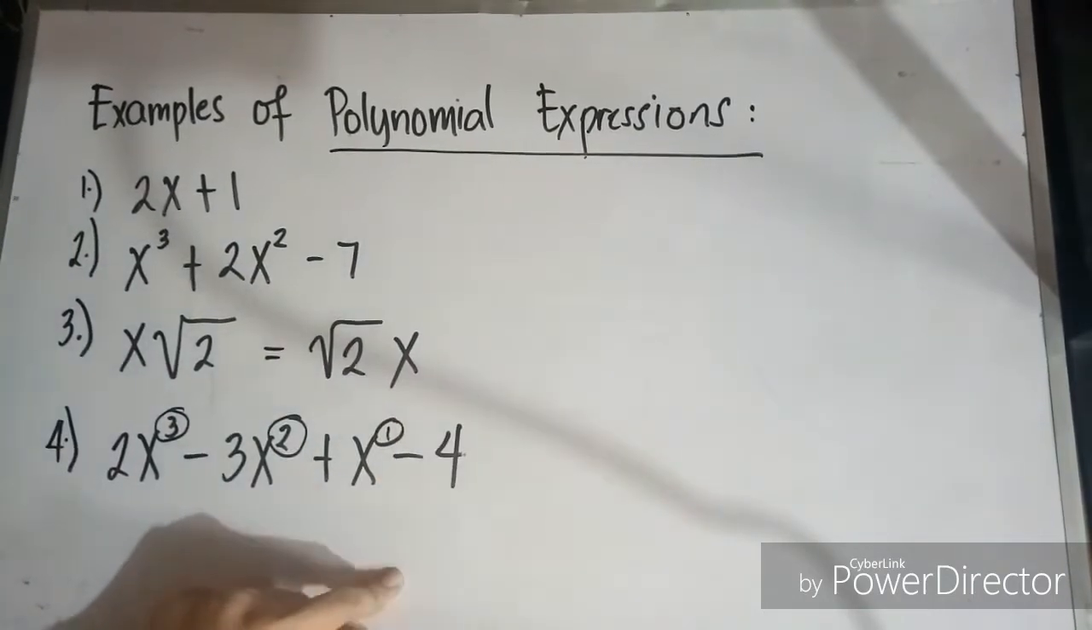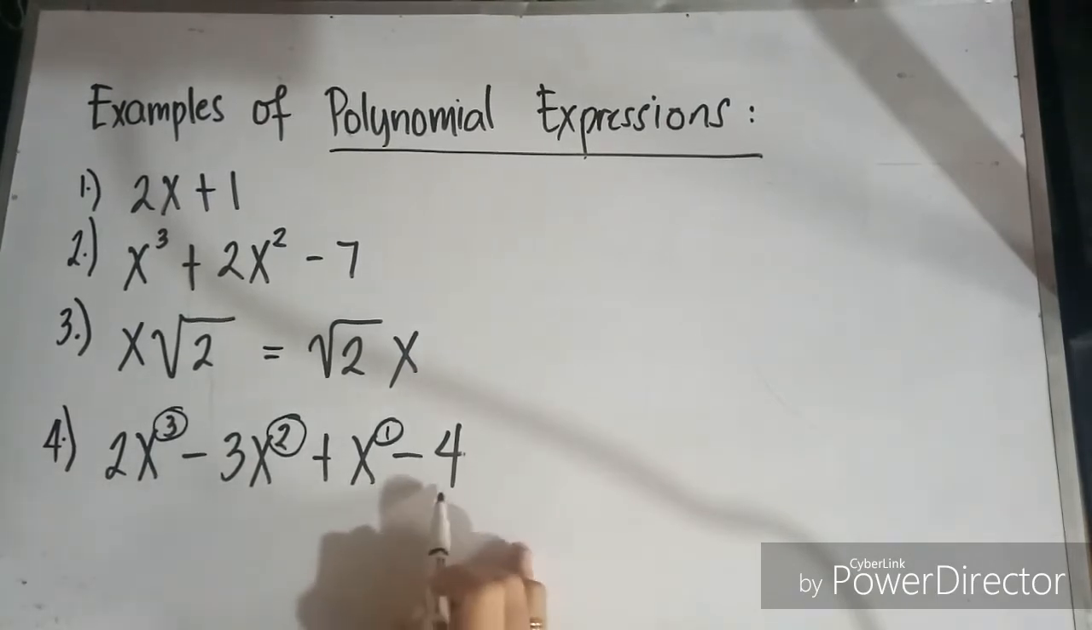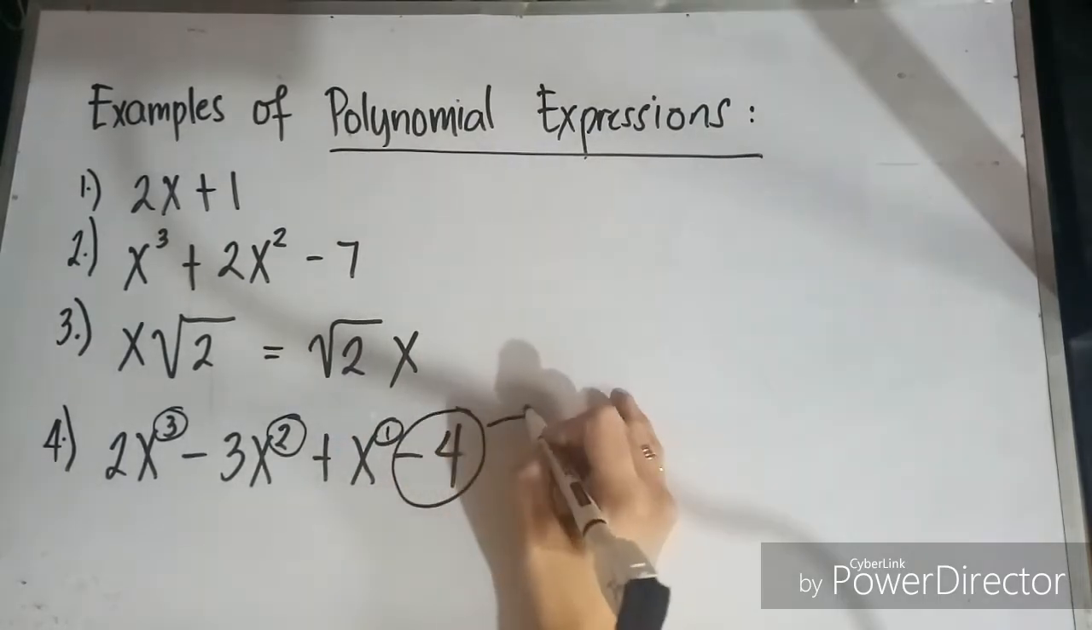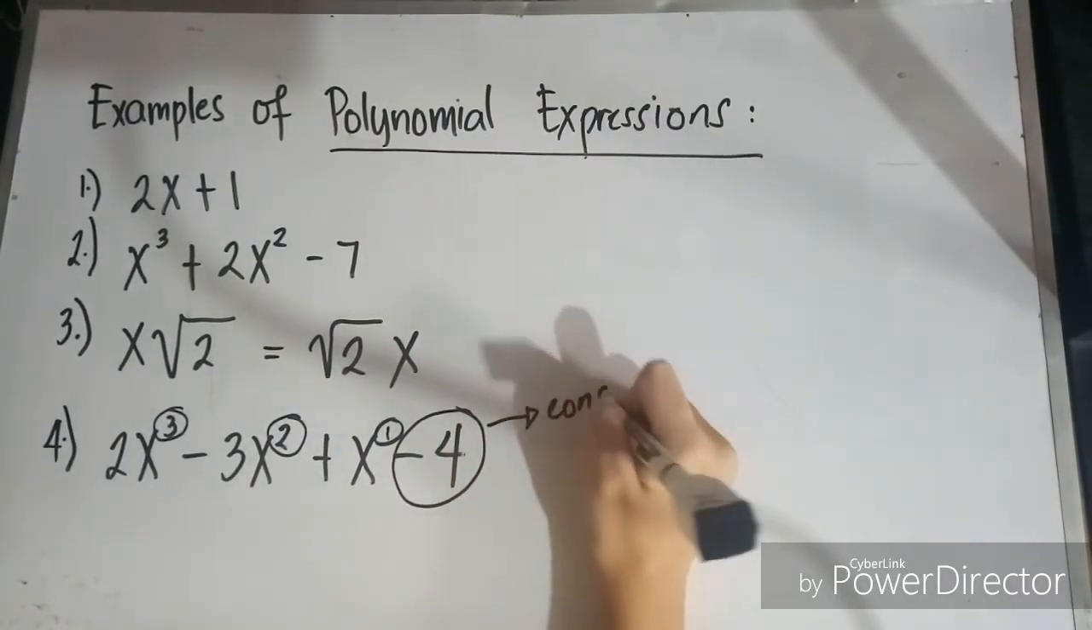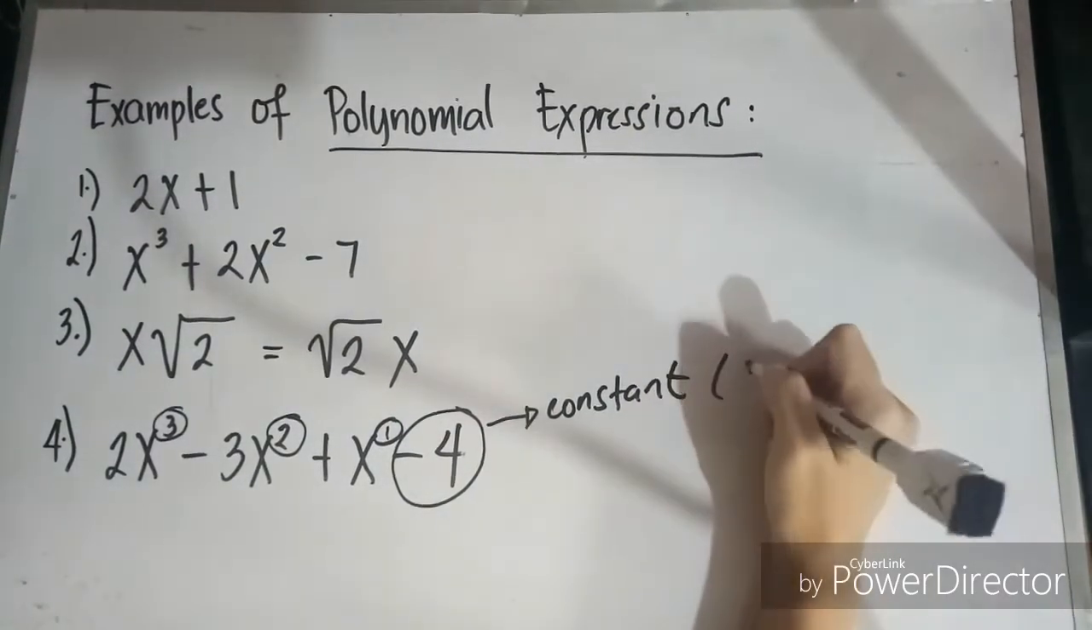If the exponent of your variable is 0 beside a number, it means this one is your constant. This one is your constant. I'm going to write constant. Remember, that's your a sub 0.